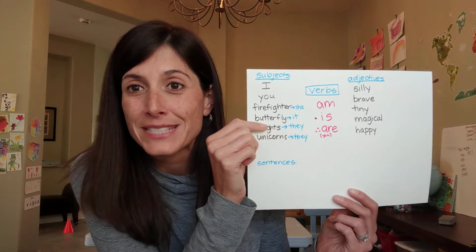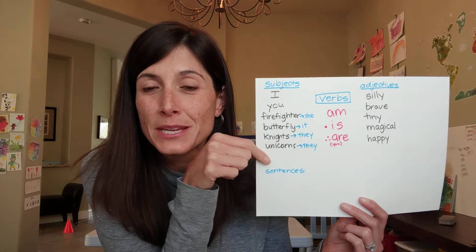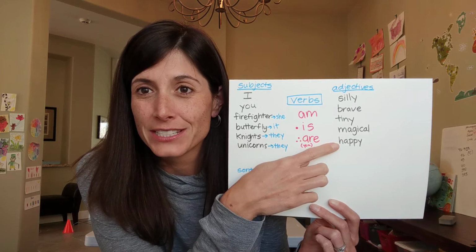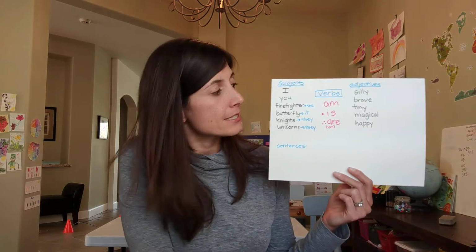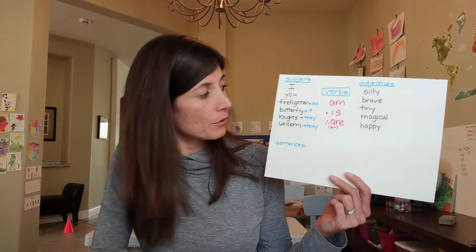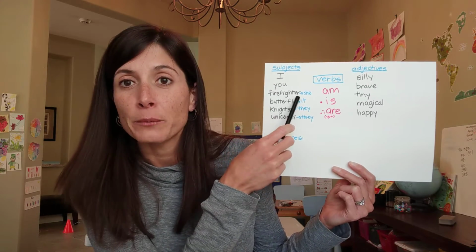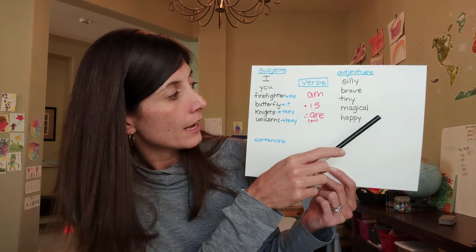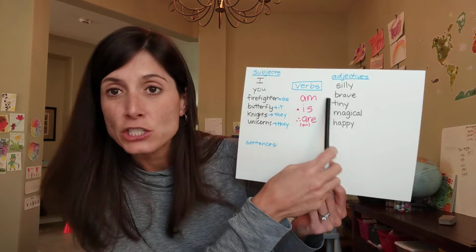And we are going to write some sentences. We are going to choose a subject, figure out which to be verb it needs, and then add the adjective. For our first sentence, I want to talk about the firefighter. But again, we're going to use the pronoun she. And I'm going to attach it to the adjective brave.